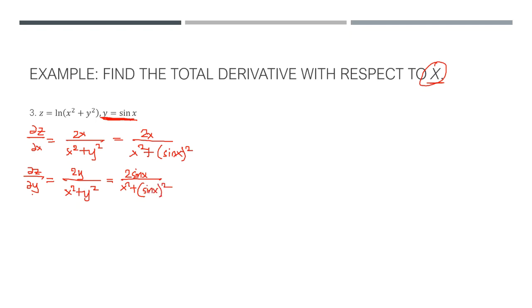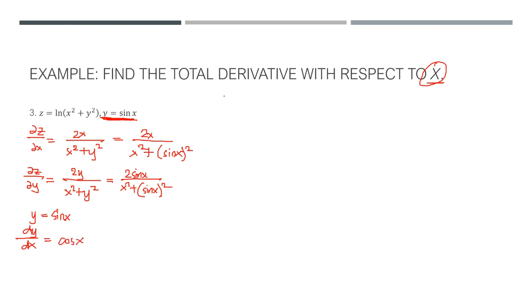So after that, we have to find again the derivative of our y with respect to x. So we have dy over dx. Sine x, the derivative of that is cos x.